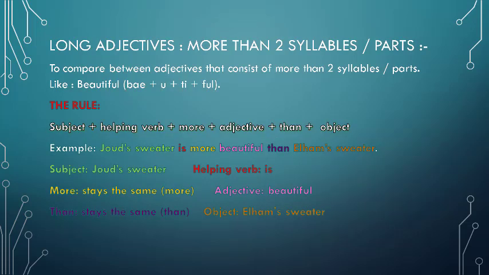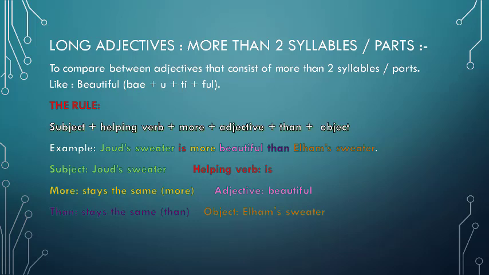Now to compare between adjectives that consist of more than 2 syllables, we use more. The meaning of 2 syllables is that the adjective consists of 2 or more than 2 parts, like the word beautiful. Beautiful consists of 4 parts or syllables. The word clever, 2 syllables or 2 parts. That's what we mean by syllable.